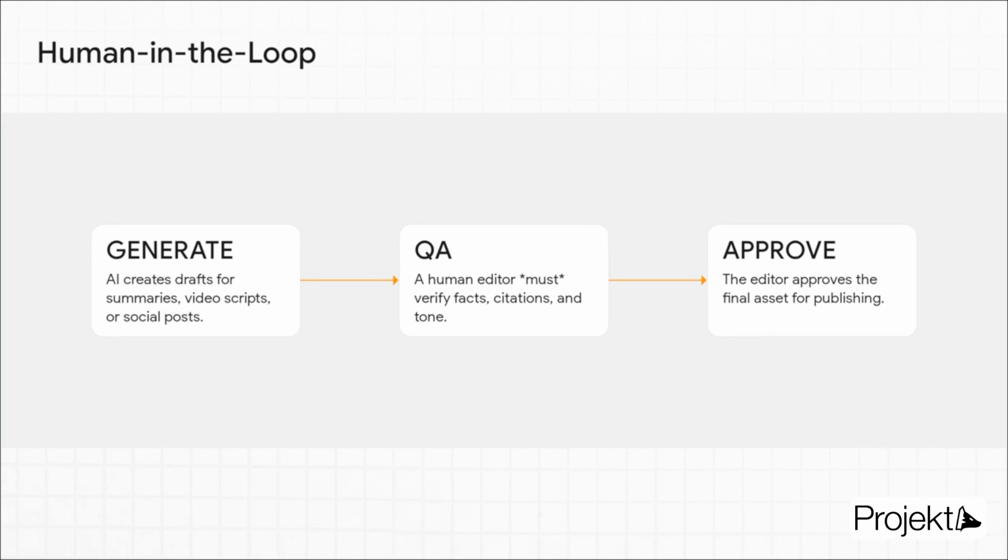That editor's job is to verify every fact, check the citations, and make sure the tone is right before they approve it. And it's only after their approval, which by the way gets recorded with their editor ID and a timestamp right there in the contents manifest. Only then can it be published. This creates a full audit trail and keeps a human accountable for every single piece of content that goes out the door.